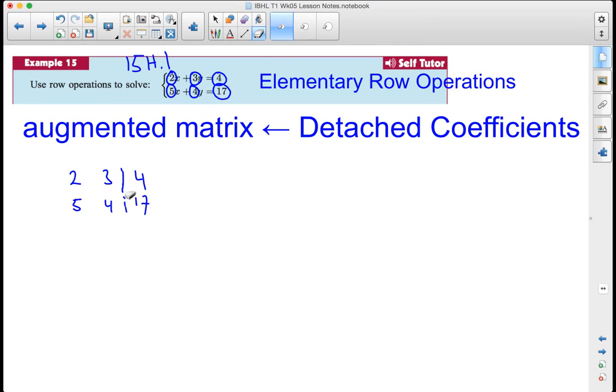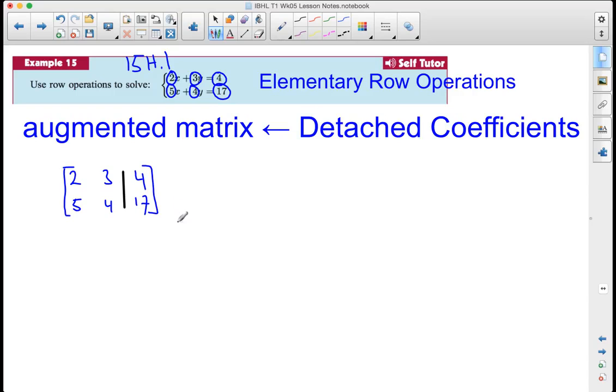Let's clean it up a little bit. And because it's a matrix, we will put it in these square brackets. And now it is an augmented matrix. The augmented part is this answer part here. That's why it's an augmented matrix and not just any matrix. And the matrix symbolizes these two equations, but we take out the x and the y's, so we have detached the coefficients. And now it's like solving a system of two equations.